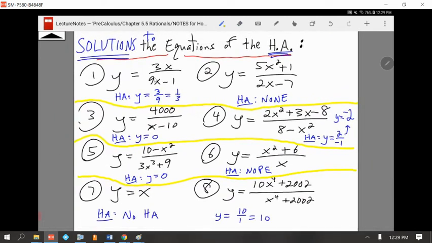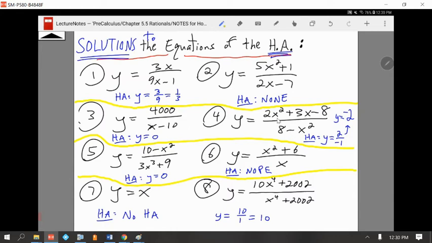Notice number 1, the degree on top is equal to the degree on the bottom. So it's a ratio of their coefficients, 3/9. And 3/9 is 1/3. So the horizontal asymptote would be y equals 1/3. Number 2, there is no horizontal asymptote because the degree on top is bigger than the degree on the bottom. Number 3, the degree of the numerator is smaller than the degree of the bottom, so it's 0.